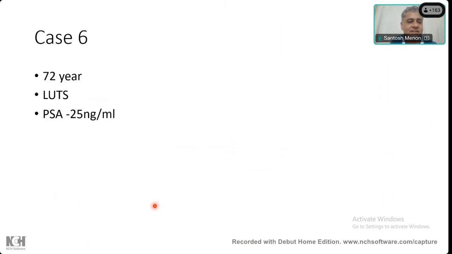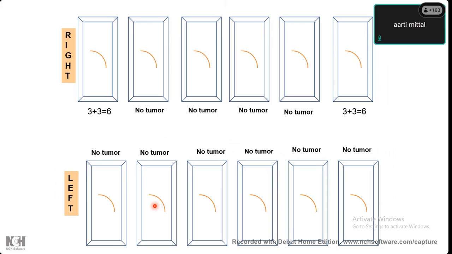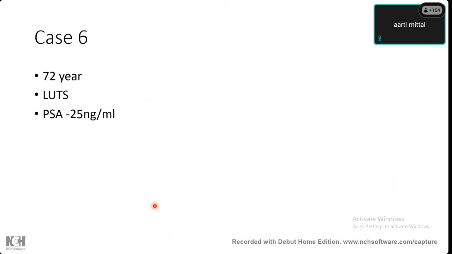Sir, there are 2 questions in the chat box. Yes, carry on. Please explain the PSA velocity. PSA velocity is measured over a time period of 1 year. They would measure, I think, 3 times during a period of 1 year, and then there is a complex analysis of that. I think there is some statistical method to find out the velocity of PSA, and then there are cutoffs in different regions for different races.